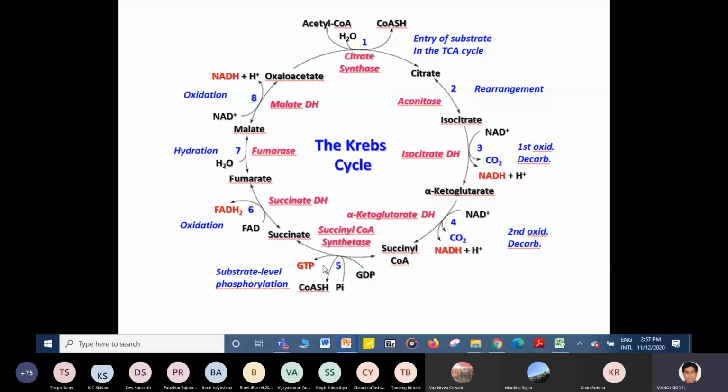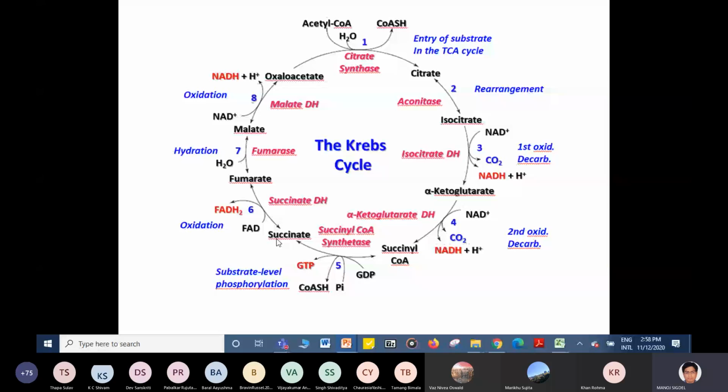In this step, there is the formation of GTP. ATP is adenosine triphosphate, GTP is guanosine triphosphate. These are energy equivalents. ATP and GTP have the same energy equivalent, and this GTP can easily be converted to ATP. That's why we count this GTP as 1 ATP. That means here in this step, when the enzyme is reacting with the substrate itself, there is the formation of energy. That's why this is known as substrate level phosphorylation. That means when reacting with the substrate itself, there is the production of energy. That's why this is an example of substrate level phosphorylation.